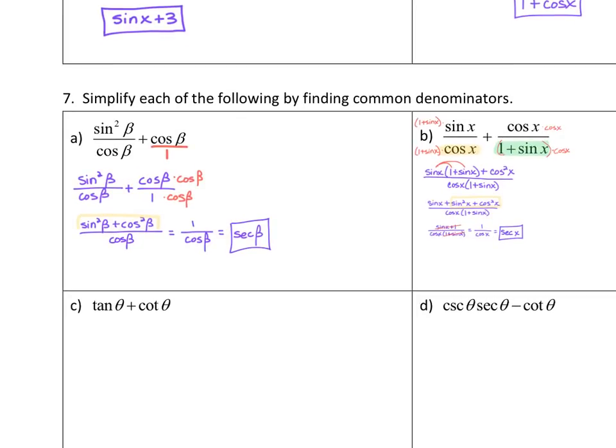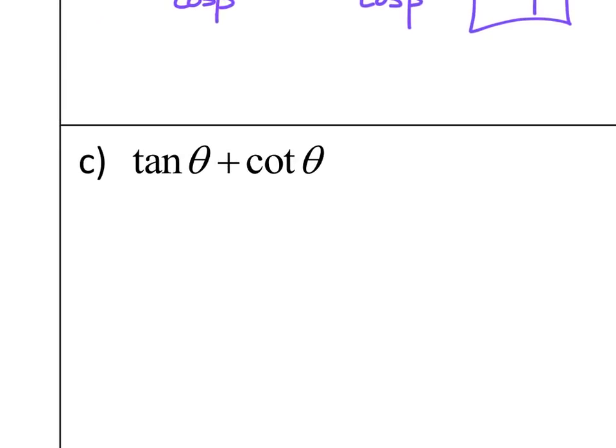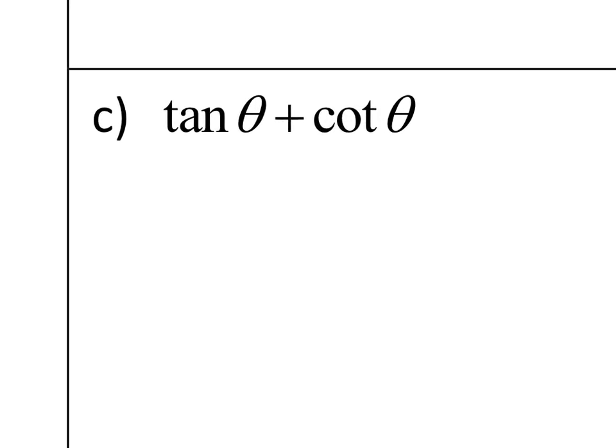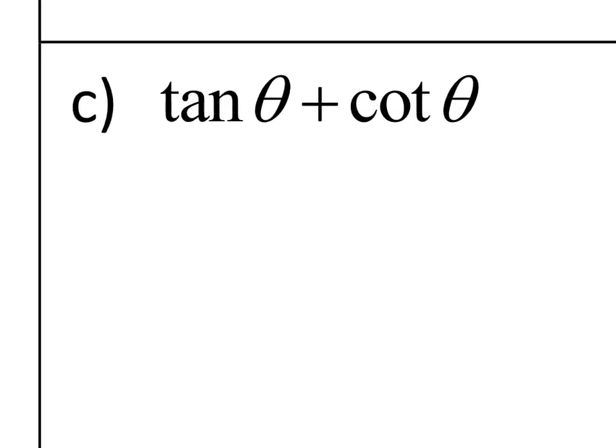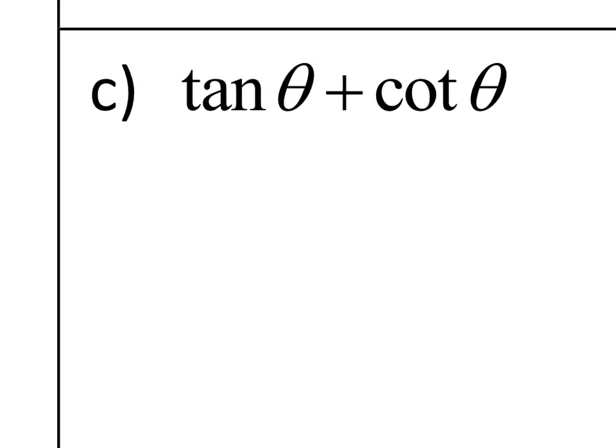I know you can't zoom in and out of your paper, so you may have needed a separate sheet of paper. For part C, it looks a little weird because this is the section that says find common denominators, but we don't have any denominators. So let's rewrite this as fractions.